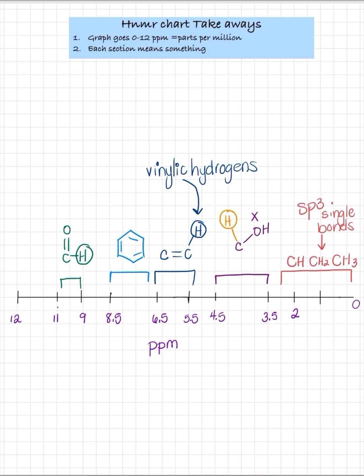Then in this very last section from 11 to 12, if you have a carboxylic acid present, the hydrogen of the carboxylic acid will read between 11 and 12. This is the gist, all of the takeaways that you need for the HNMR chart. Made simple.